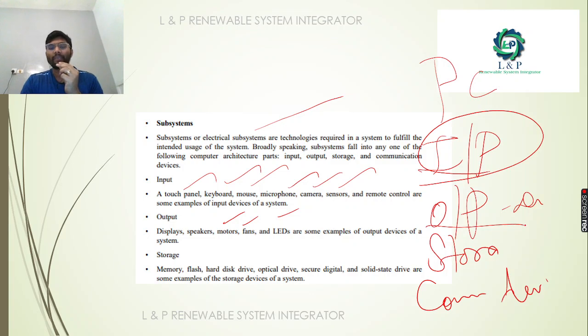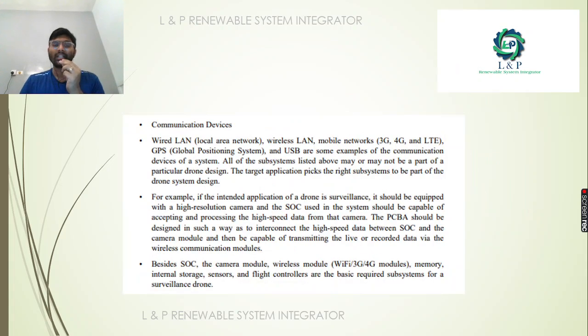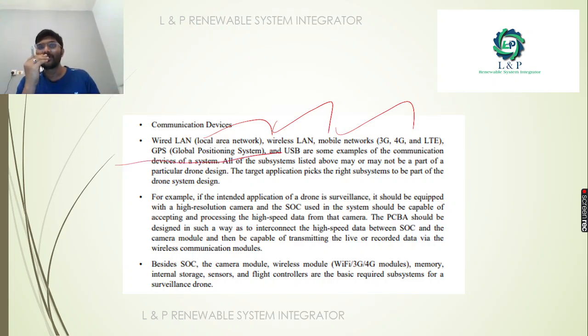And storage: we can use SSDs, solid state drives, memories, flash, hard disks, optical drives, or secure digital devices for storing the data. Next, communication devices. In the communication devices, we have many categories: wired LAN, wireless LAN, mobile network, 3G, 4G, LTE, global positioning systems, and even USB is nowadays used to connect the transmitting and receiving devices.